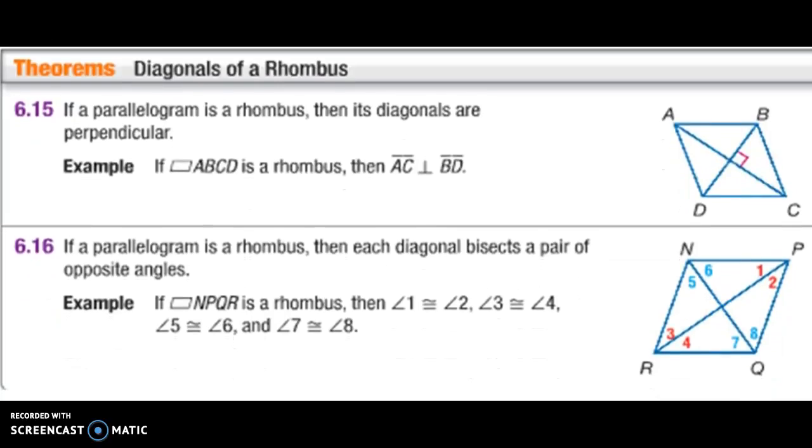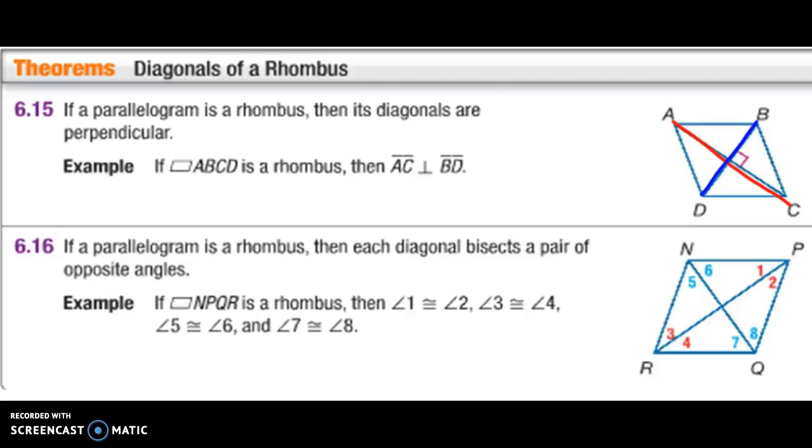It says if a parallelogram is a rhombus, then its diagonals are perpendicular. So essentially what it's saying is AC and BD form 90-degree angles. Perpendicular, their slopes would be opposite reciprocals of each other. It also says if a parallelogram is a rhombus, then each diagonal bisects a pair of opposite angles.